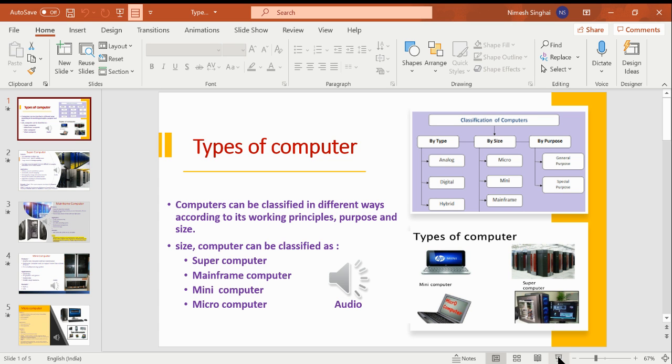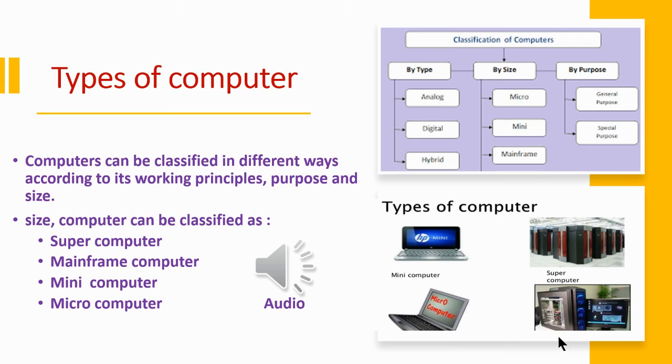Computers can be classified in different ways according to their working principles, purpose and size. According to working principle, we can divide them into analog, digital and hybrid. According to purpose, general purpose and special purpose.